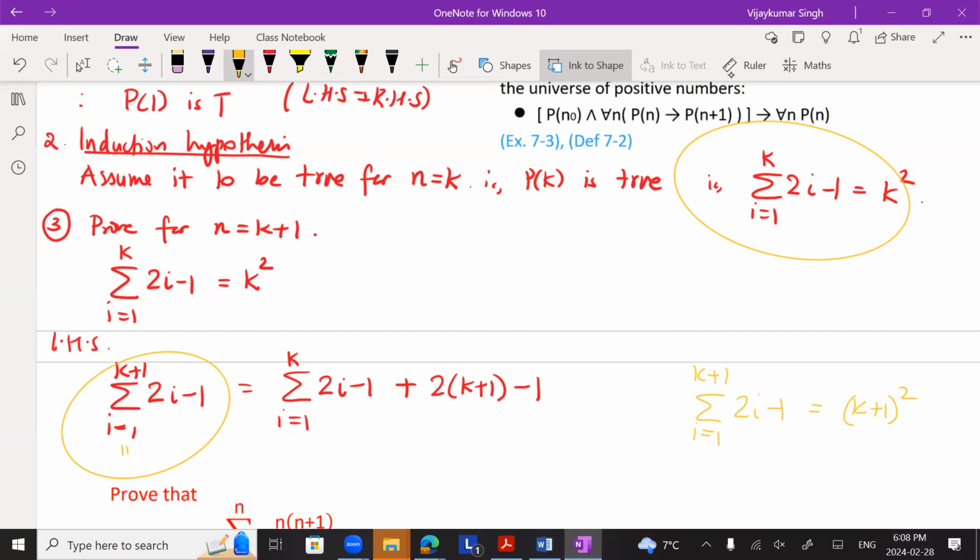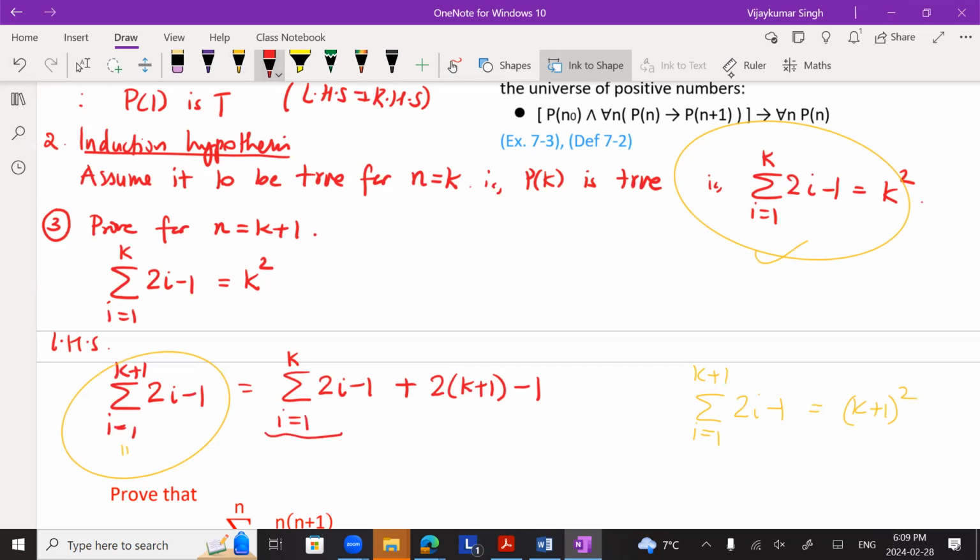And how are we going to do that? The way we are going to do that is we are going to use this part here, right? We will basically break the sum from i going to k plus 1. So we'll take a pause at k, for which we have a substitution, and then check that it becomes k plus 1 whole square. That's what we want to do. So let's go about it and see if it works.